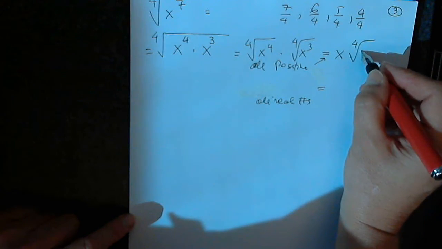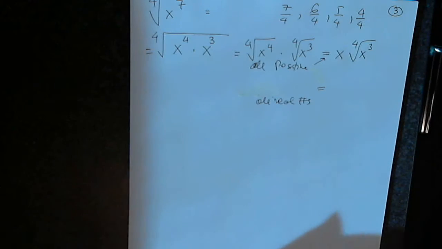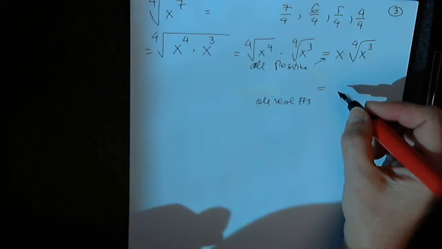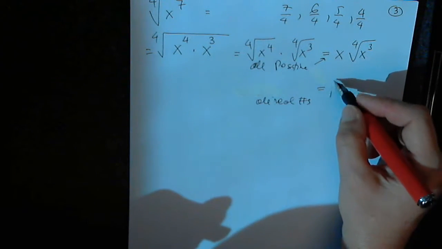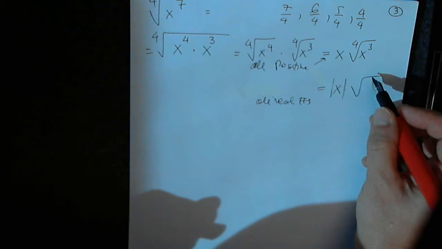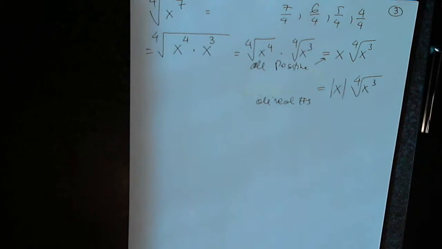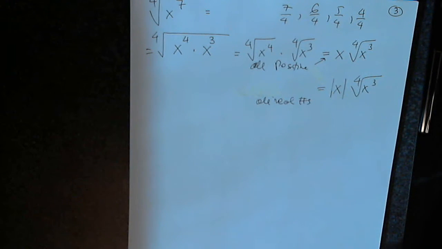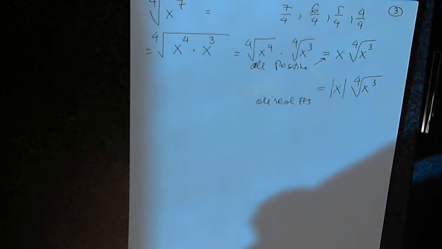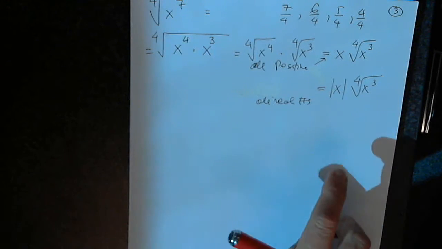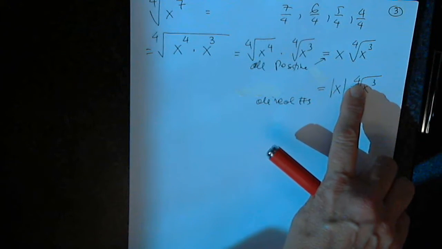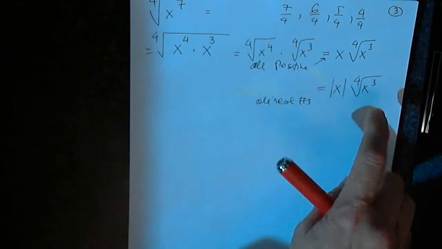Times the fourth root of x to the third. Excellent. And what is the answer in case x can be any real number? Very good. Thank you, Jess. The absolute value of x, the fourth root of x to the third. Very good. So please keep that in mind. Radicals are not fully simplified unless the power is smaller, not equal to, smaller than the index.